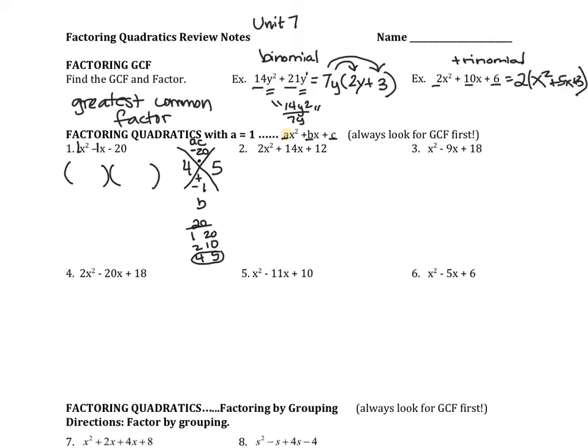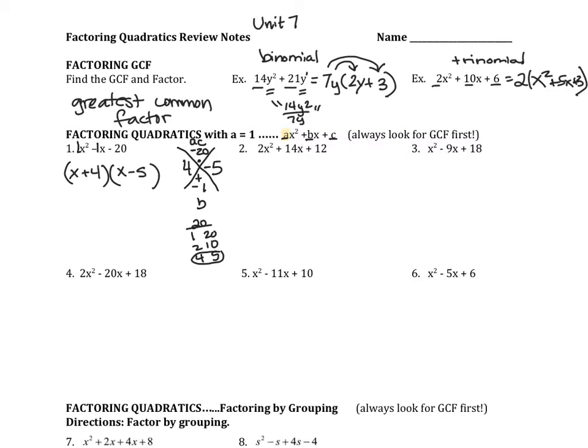But now I need to think about my signs. When I multiply them, I want to get a negative answer. That means one of them has to be negative. When I add them, I'd like to get a -1. That tells me that the larger number has to be my negative. And so in my parentheses, I write the 4 and the 5.